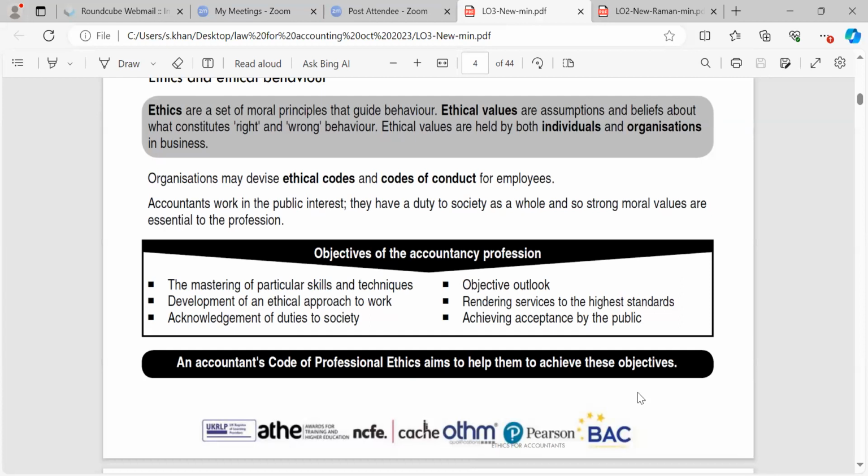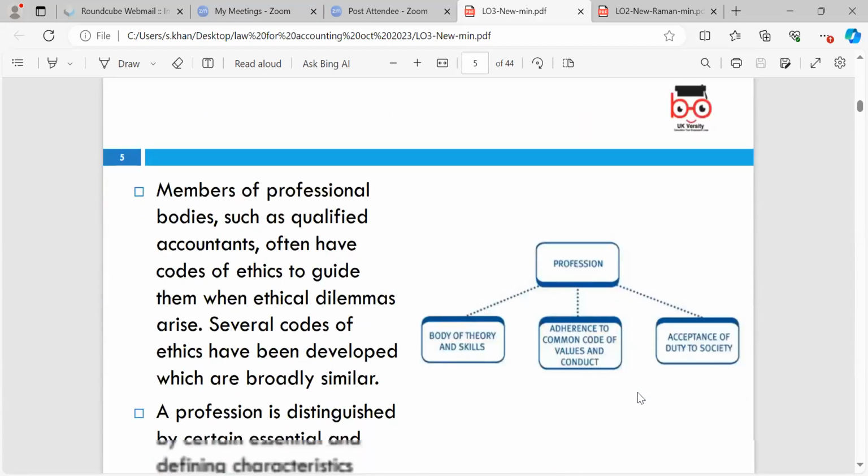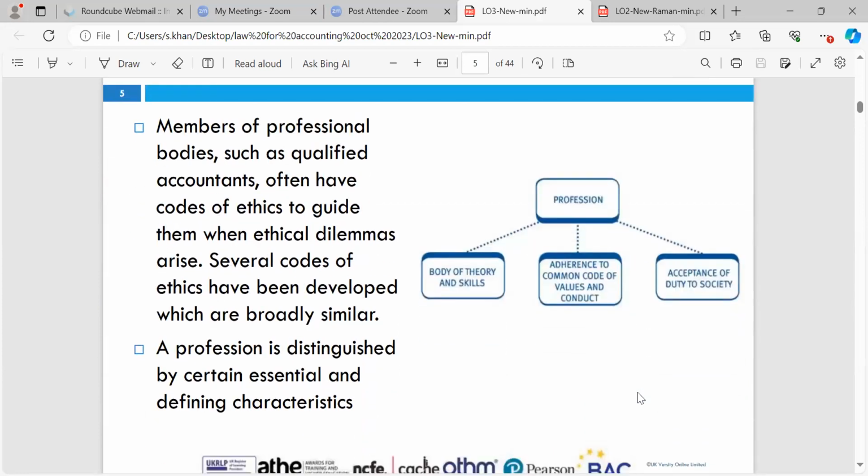Objectives of the accountancy profession: the mastering of particular skills and techniques, development of an ethical approach to work, acknowledgement of duties to society, objective outlook, rendering services to the highest standard, and achieving acceptance by the public. So members of professional bodies such as qualified accountants often have codes of ethics to guide them when ethical dilemmas arise.